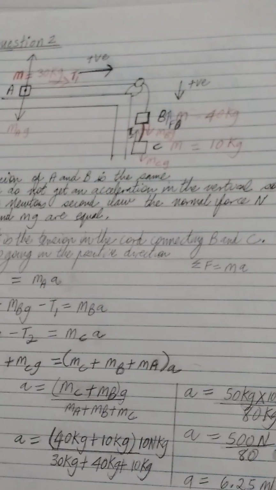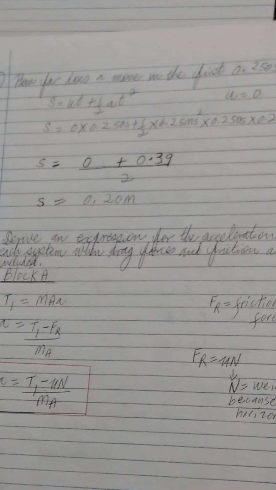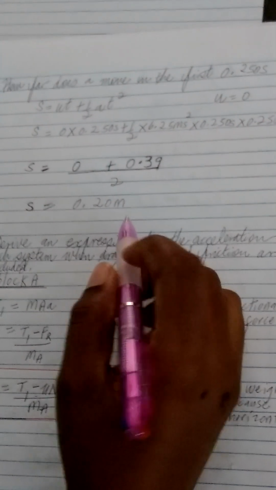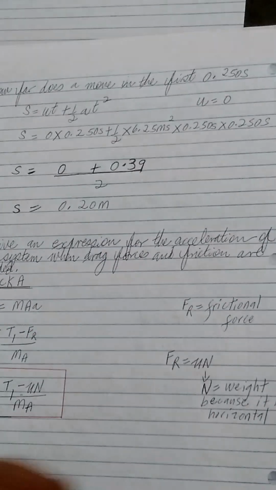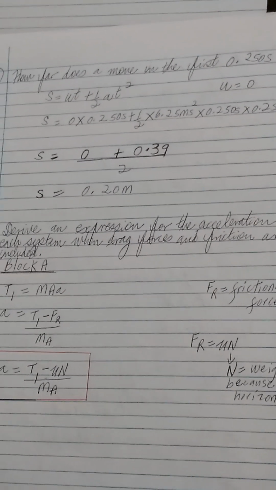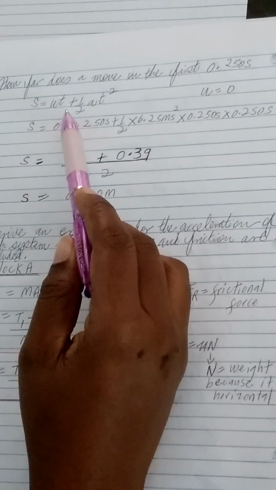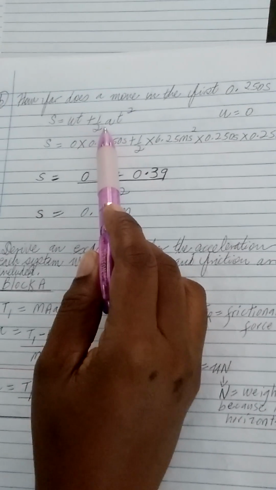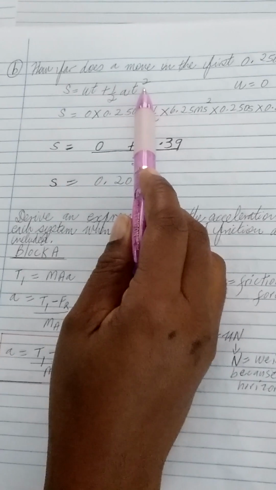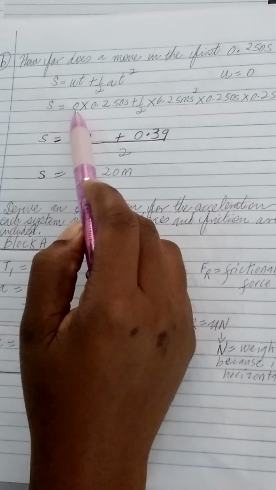Now we're going to be looking at part B, and the question says how far does it move in the first 0.250 seconds? So we have to first decide on an equation for this, and S is distance. We're thinking this formula would be perfect, because S equals UT plus half AT squared has time in it, and we are trying to find the distance, as it says how far. Our initial velocity is 0, and we have our time and our acceleration, which we just found.